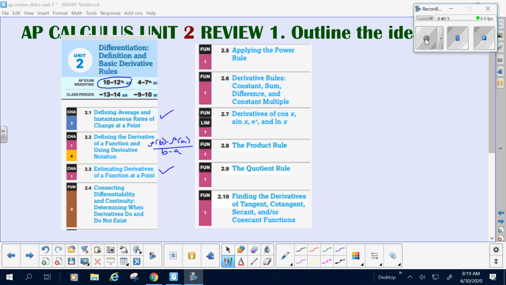Differentiability and continuity, determining when derivatives do and do not exist. Remember, there are 3 cases where the derivative doesn't exist. There's a sharp turn. There's a discontinuity. Remember, if the function's continuous, it might be differentiable, but if it's differentiable, then it must be continuous, all right? Sharp turn, discontinuity, and vertical tangent. If the tangent slope is vertical, then it's undefined.